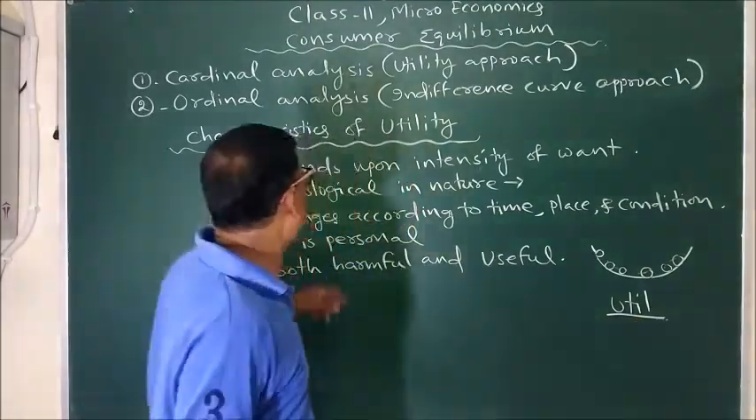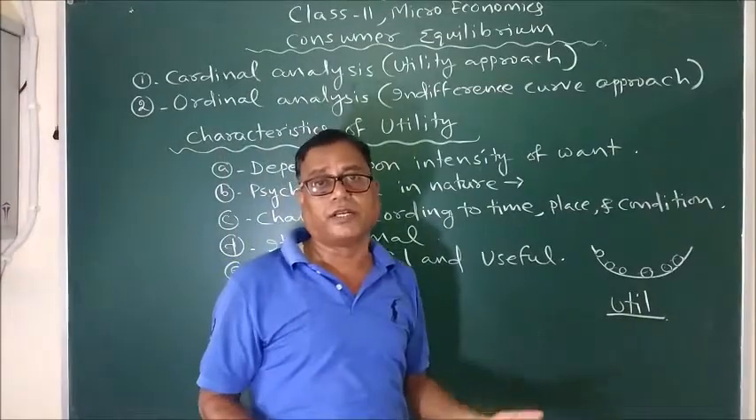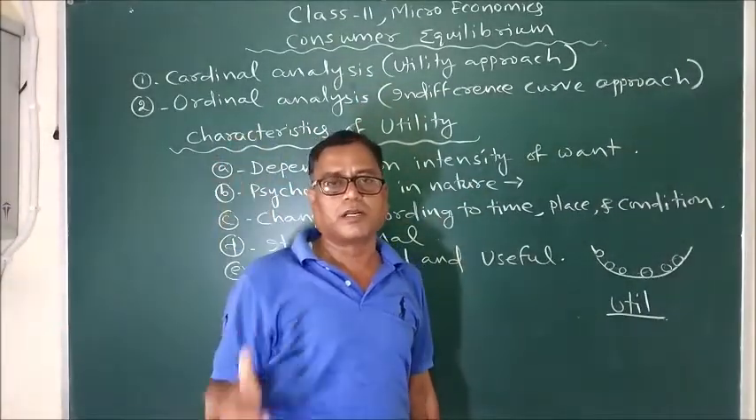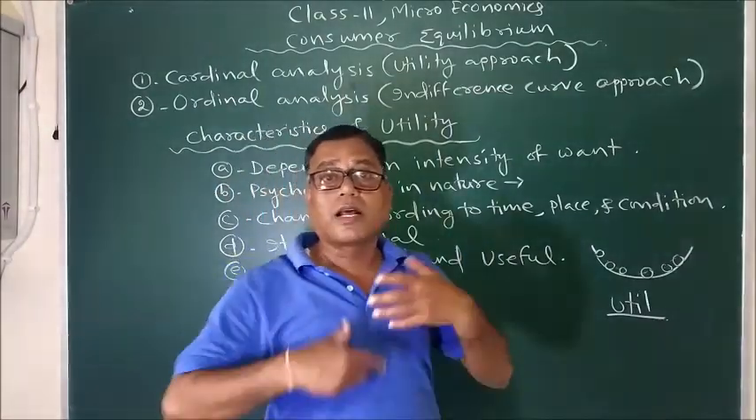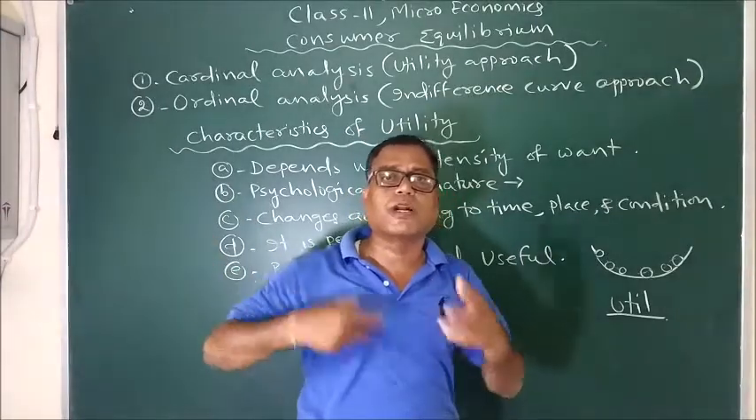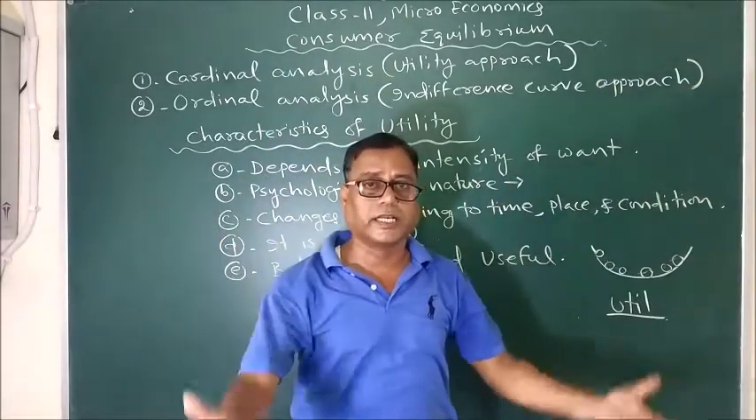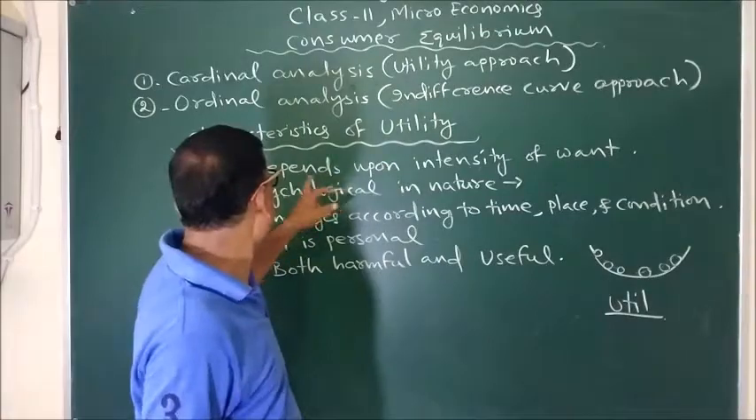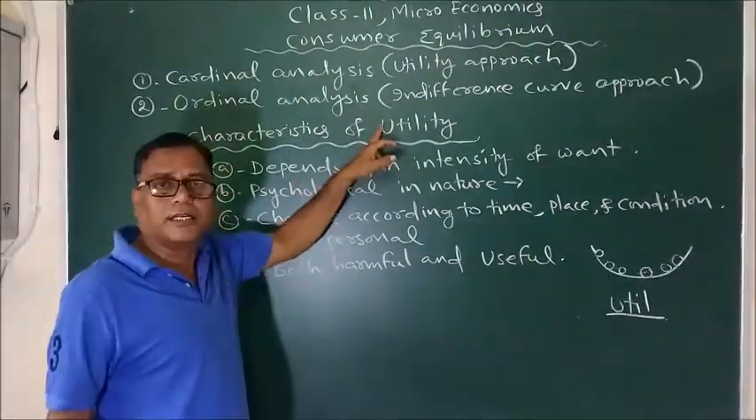So after that, before discussing in detail how the consumer spends, what are the respective utilities the consumer is deriving from his consumption, and what happens if a consumer goes on continuously consuming one after another unit of the product, that we will be discussing in our next class. So before that, we will be sure about some of the peculiar characteristics of utility.